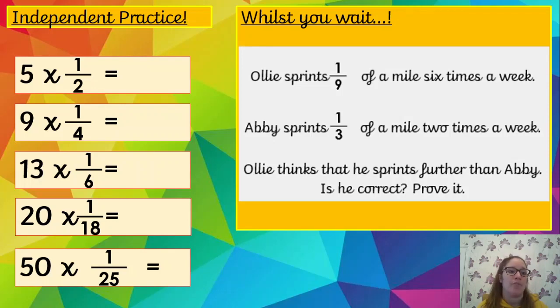Okay, so we have got 5 times a half. We're just going to multiply the whole number by the numerator, which will give us 5/2, which is an improper fraction, and we know that we've got 2 with 1 left over. Okay, next one, we've got 9 times 1, so it's going to be 9/4. We know that 4 goes into 9 2 times with 1 left over. So that's 2 1/4.